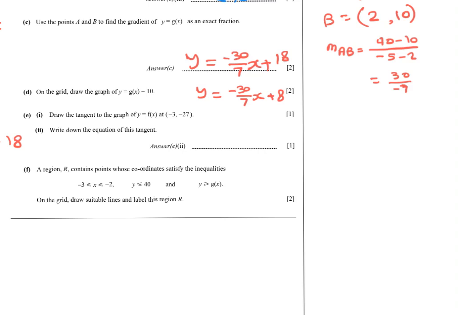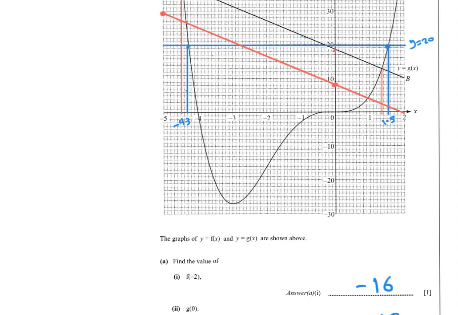Next one, draw a tangent to the graph of y equals f(x) at negative 3 and negative 27. Then write the equation for the tangent. Draw a tangent at this point, then find the equation for this tangent. Let me draw. This is our point. We need to draw a tangent at this point. Let me draw. A tangent will be parallel to the x-axis, so its equation is y equals a constant. In this case, y equals negative 27. So the equation for this line is y equals negative 27.